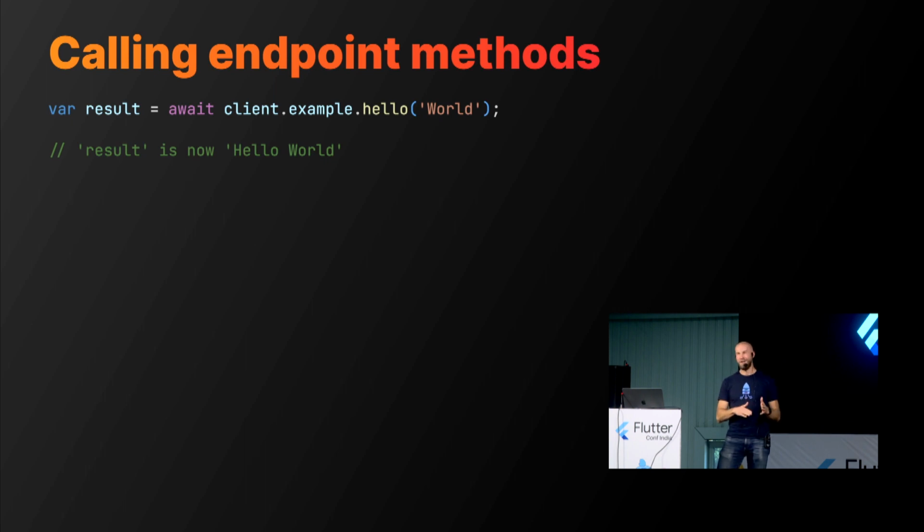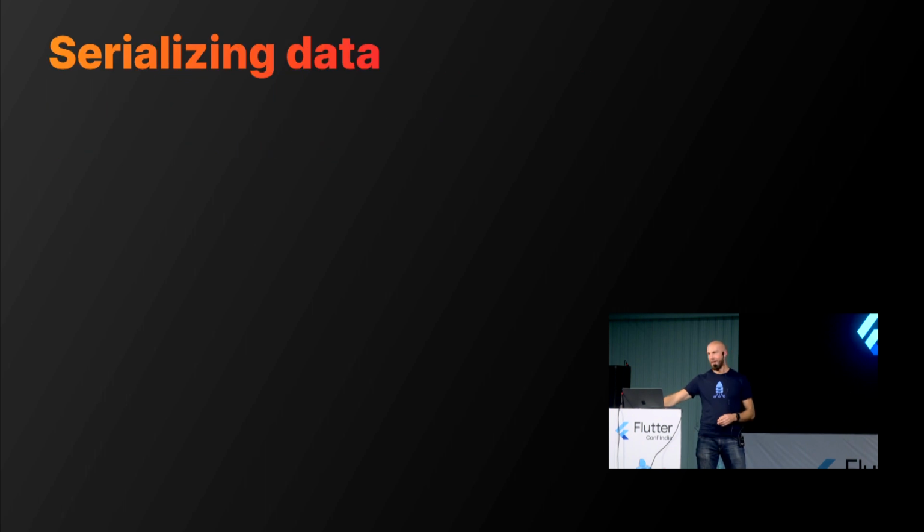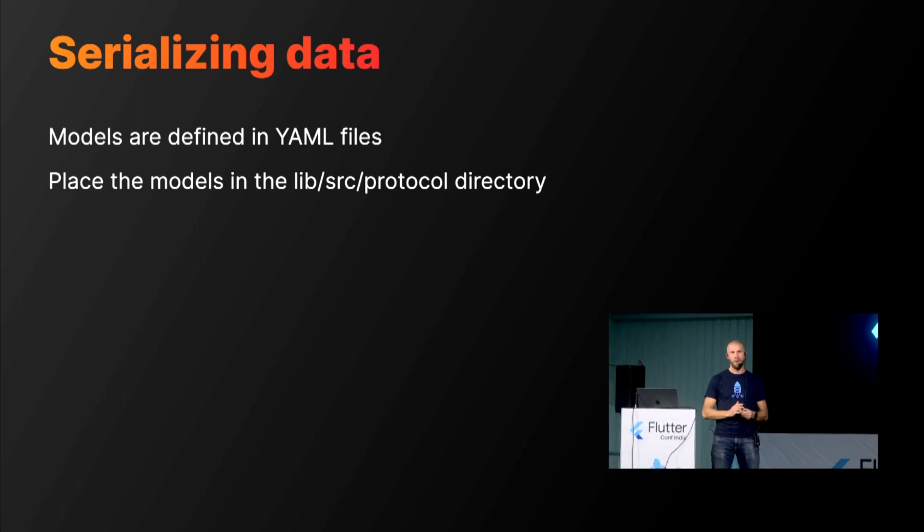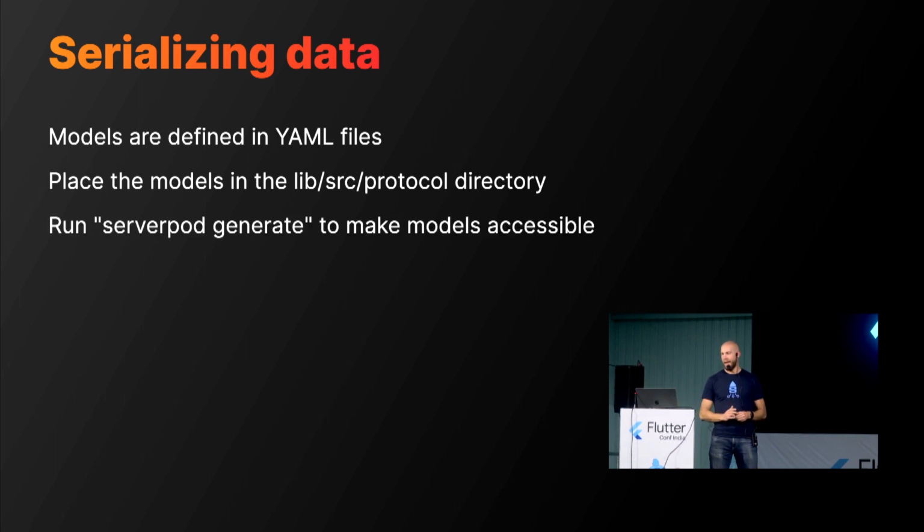You add more endpoints and more methods as you continue to develop your app. But there is another component to Serverpod as well, and that is the serialization of data and models. Model files in Serverpod are defined in YAML, which makes them very, very short, and it's very quick to write this code. You place the models in the protocols directory of your Serverpod server, and whenever you change it, you just run serverpod generate.